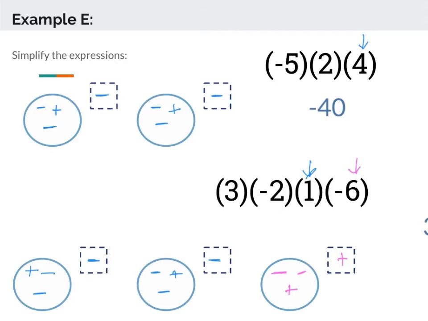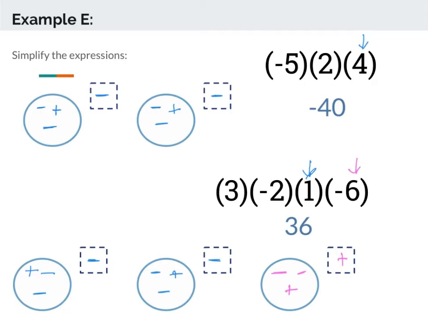So now let's do some multiplication. 3 times 2 is 6. 6 times 1 is 6. 6 times 6 is 36, and I know my answer will be positive, so I'm going to get a positive 36. Now, there is a shortcut to do this without having to write out all the faces to determine if you're going to have a positive or a negative when you've got more than one number.